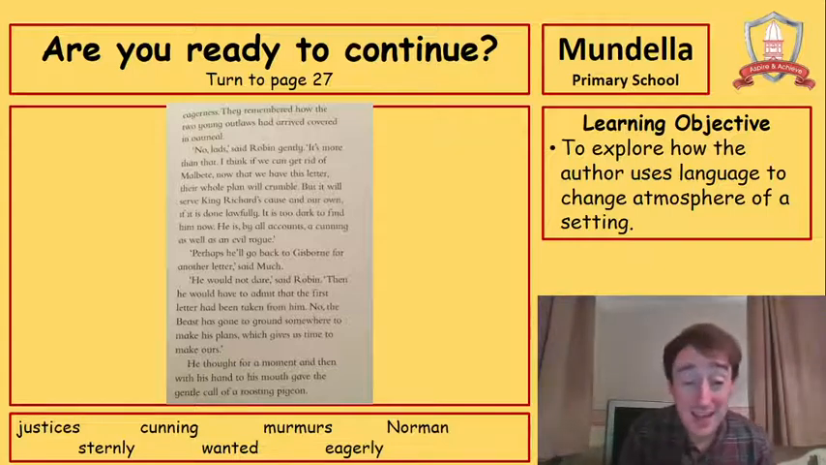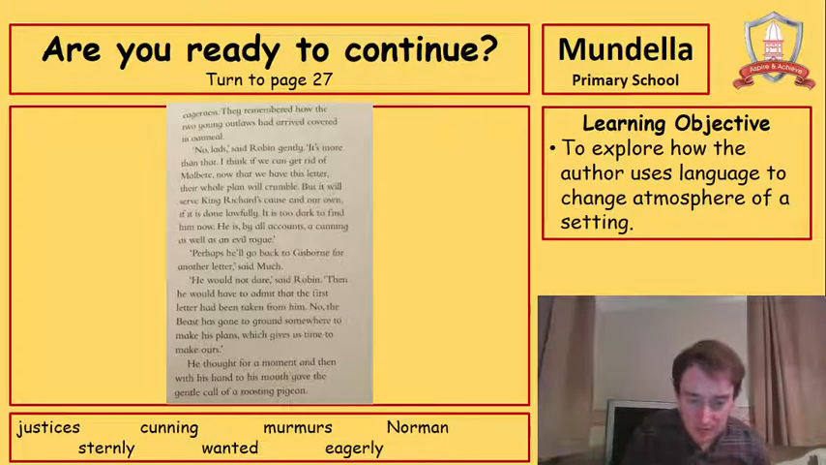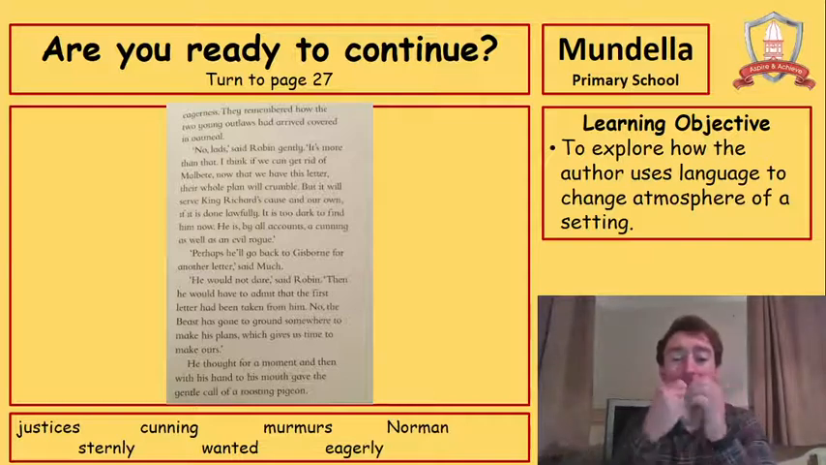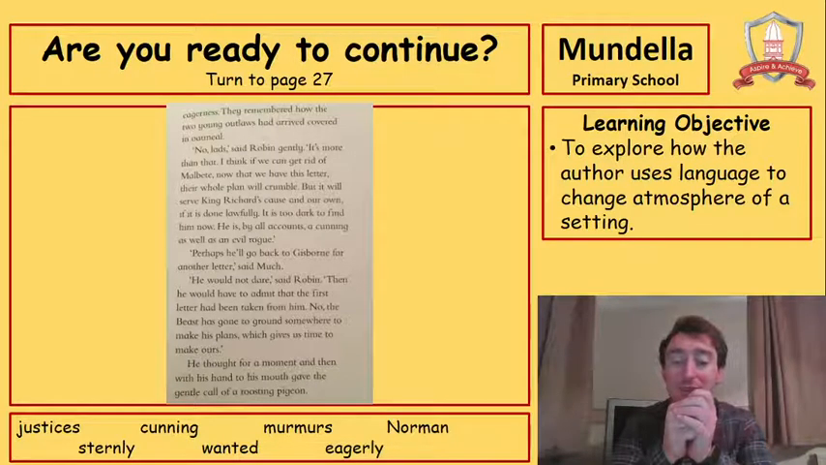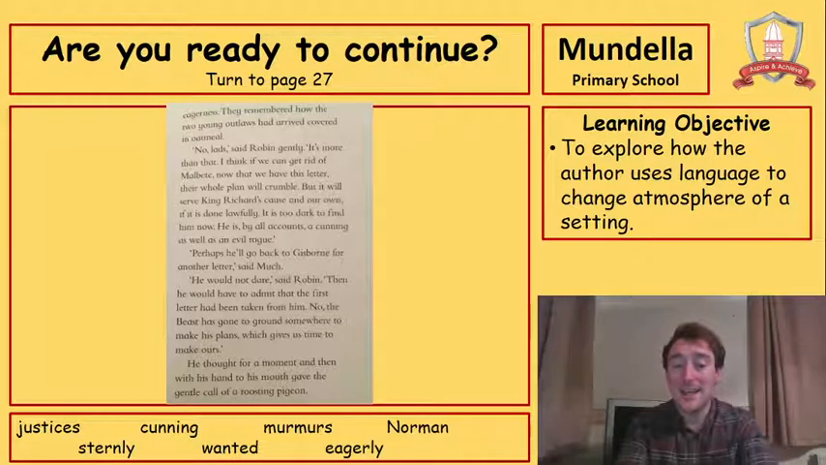He would not dare, said Robin. Then he would have to admit that the first letter had been taken from him. No, the beast has gone to ground somewhere to make his plans, which gives us time to make ours. He thought for a moment, and then with his hand to his mouth, gave the gentle call of a roosting pigeon.